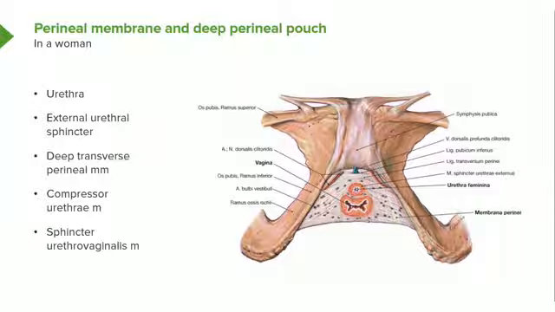Here we're looking at the perineal membrane and deep perineal pouch in a woman. The membrane, unlike the previous slide, is intact. So here's this whitish perineal membrane fully covering the deep perineal pouch. Structures that are found in the deep perineal pouch in a woman would include the urethra, and we see that right in through here. We can also see the external urethral sphincter. So these are certainly shared between men and women. If we peel back the perineal membrane, we would see the same deep transverse perineal muscles meeting in the midline.